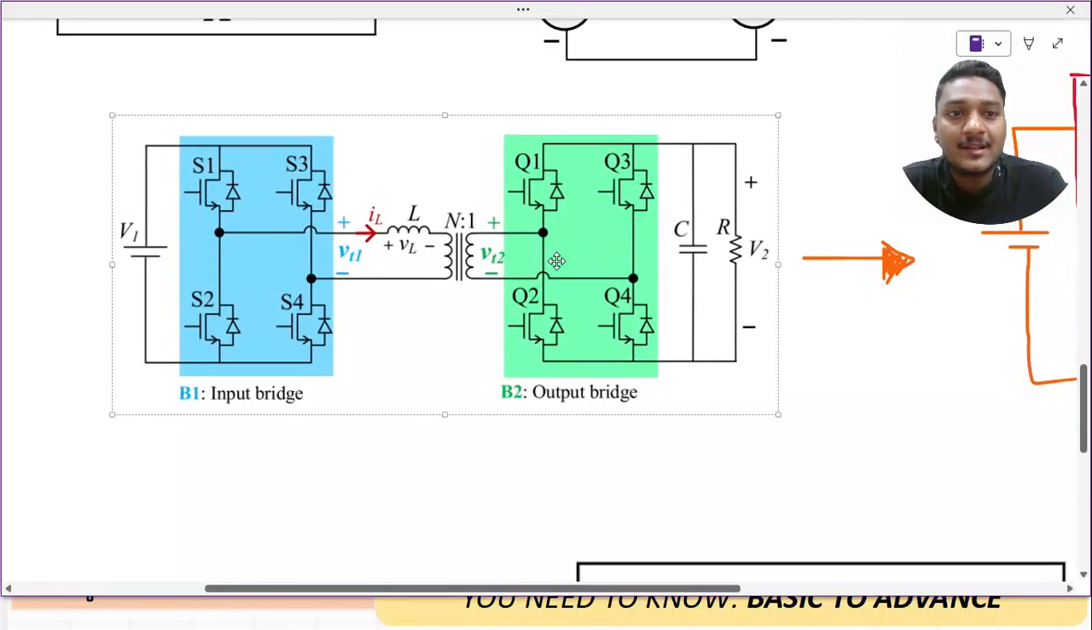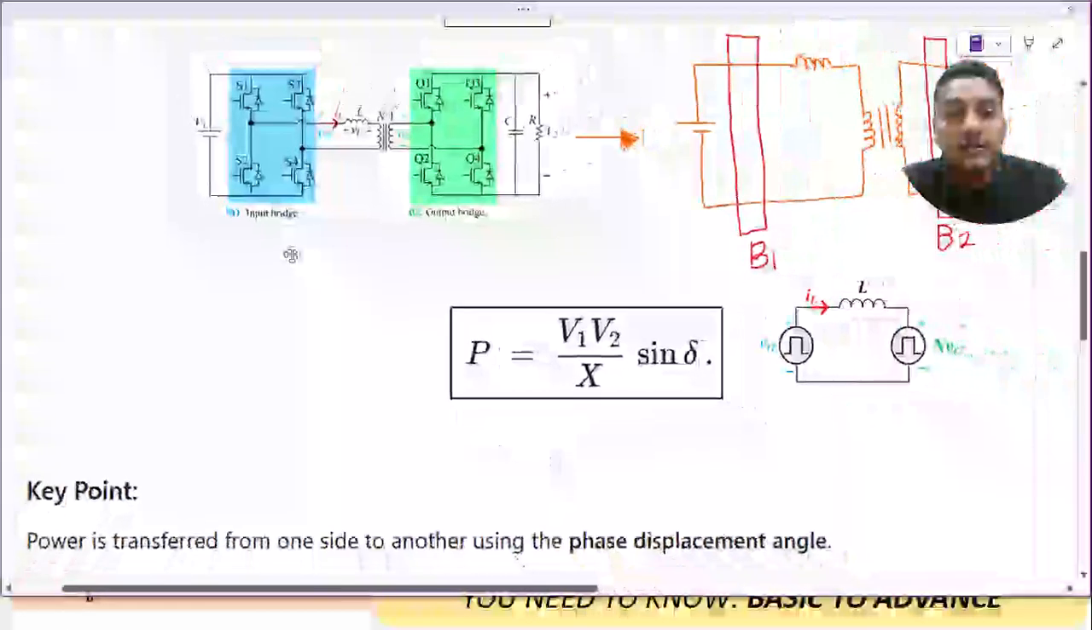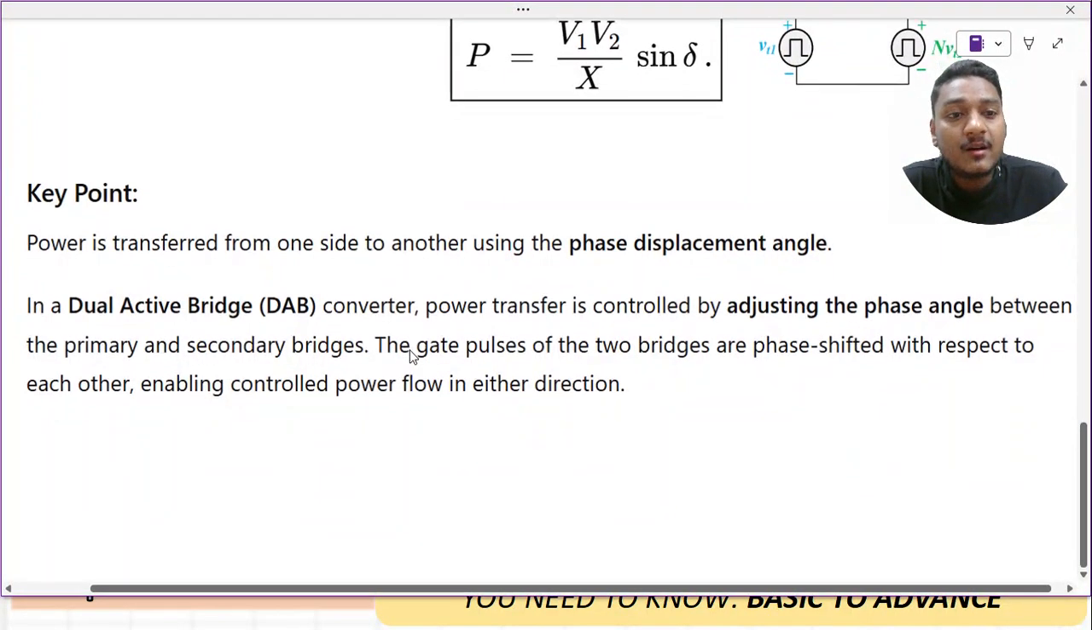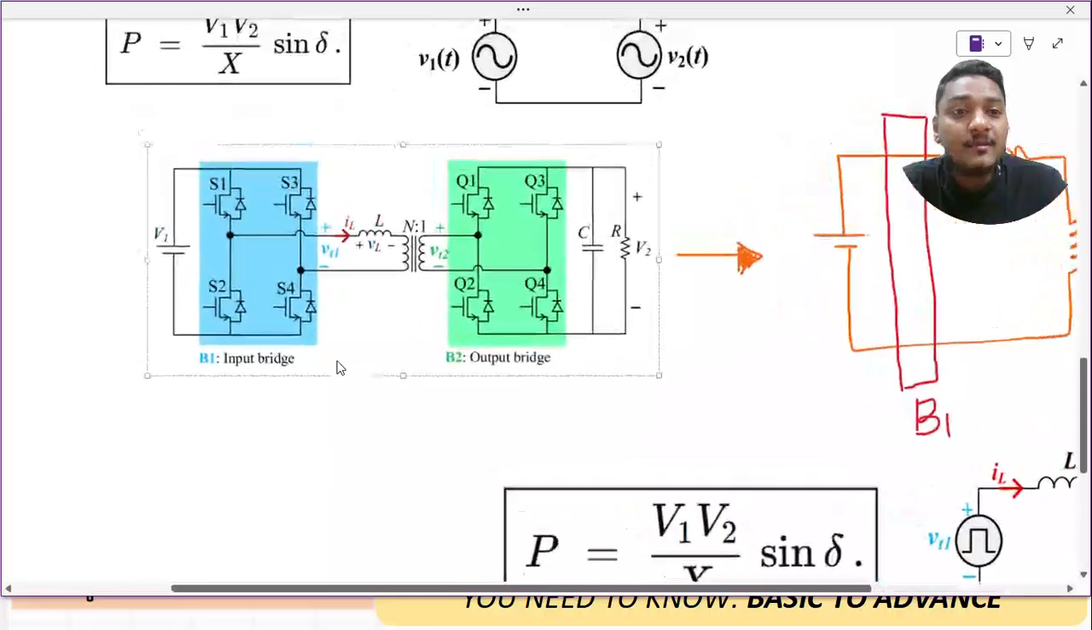The concept here is, by controlling the phase angle, by controlling the gate pulses of the input bridge and output bridge, we can transfer the power either from input side to output side or from output side to input side. So the key point we need to understand from this lecture is that power is transferred from one side to another side using the phase displacement angle, right? That we have seen. But when we apply the same concept in a dual active bridge converter, power transfer is controlled by adjusting the phase angle between the primary and secondary bridges.